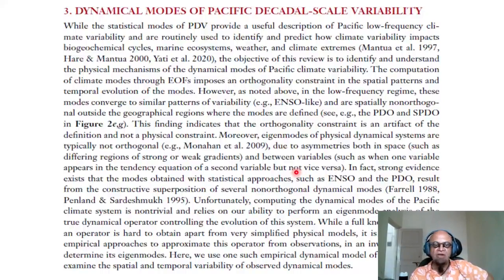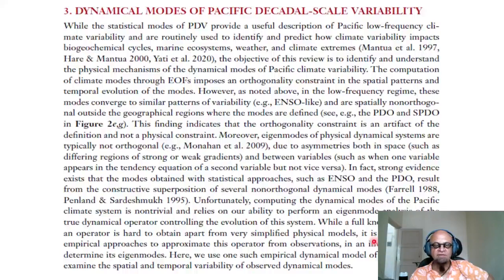In fact, strong evidence exists that the modes obtained with the statistical approaches such as ENSO and the PDO result from the constructive superposition of several non-orthogonal dynamical modes. Unfortunately, computing the dynamical modes of the Pacific climate system is non-trivial and relies on our ability to perform an eigenmode analysis of the true dynamical operator controlling the evolution of this system.